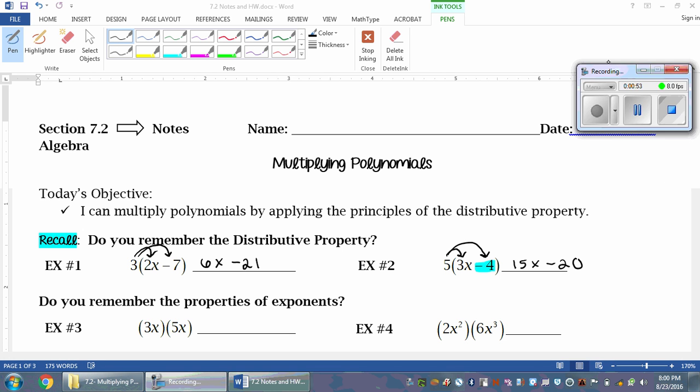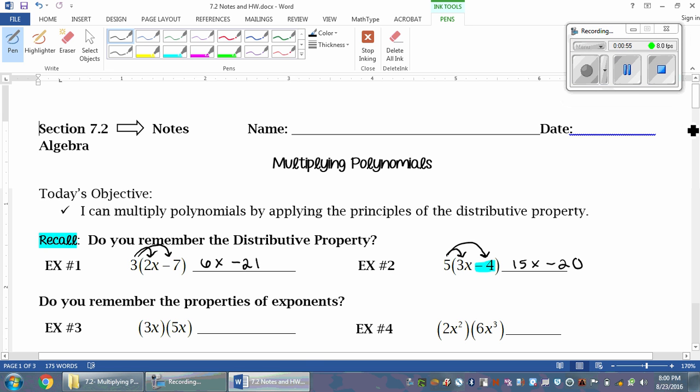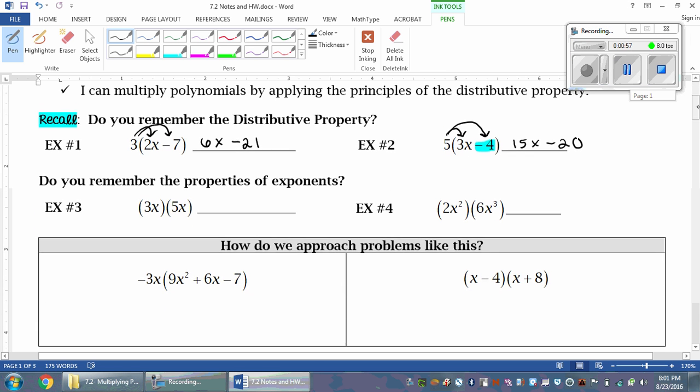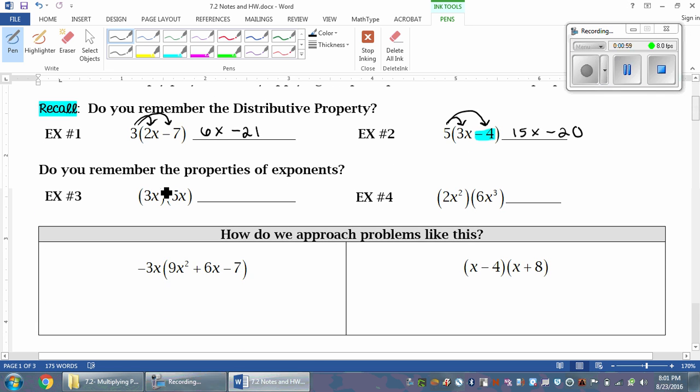All right, let's also review our properties of our exponents. Remember, this is from last chapter. Right here I'm multiplying 3x times 5x. So I multiply the 3 and the 5 to get 15. I keep x, the base, the same, and I add the exponents. So this is x to the first, 1 plus 1 is 2. So 3x times 5x is 15x squared.